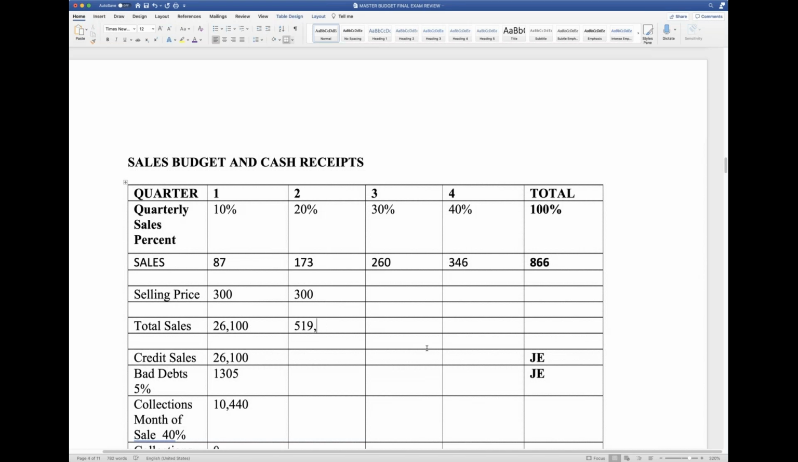I'm sorry, that's wrong. That's too much money. And then the credit sales, I'll just bring that down from the total sales. Correct? The total sales to the credit sales, right? Correct? Okay.